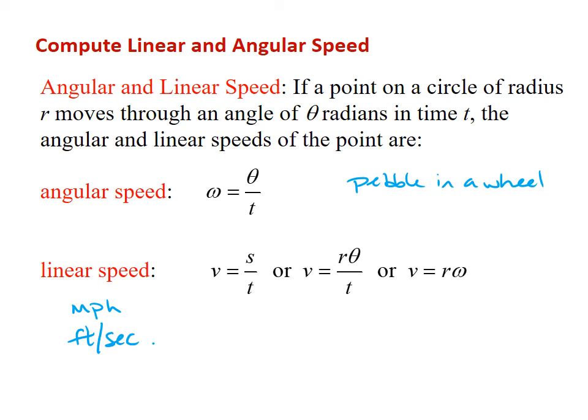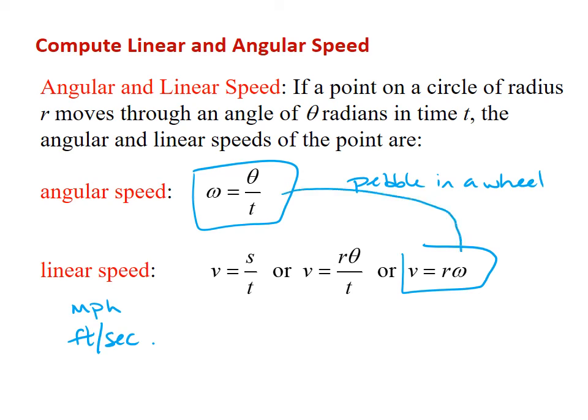Okay, so we have these different formulas here, and typically we will use this formula and this formula, because if we know the angular speed, we can plug it in and find the linear speed. Just so you know, this is Greek for omega. Okay, let's take a look at a few examples here.